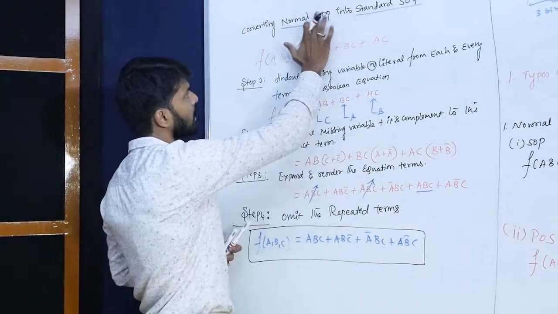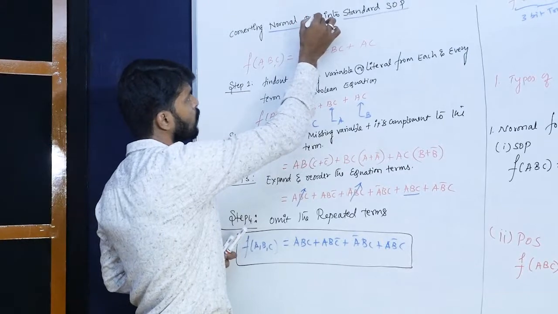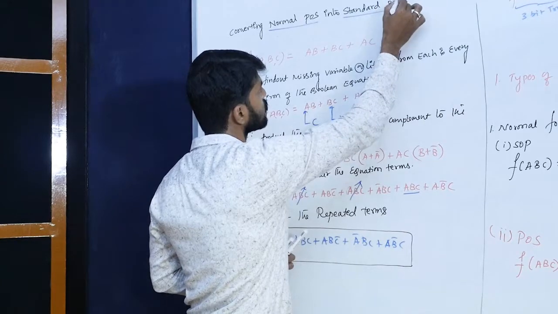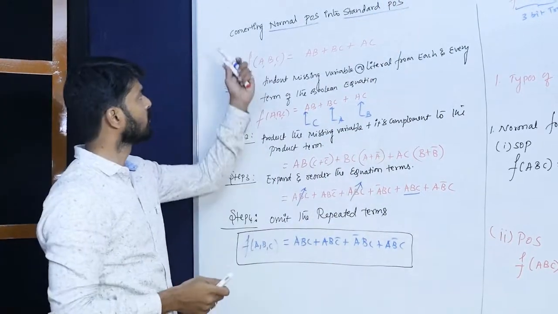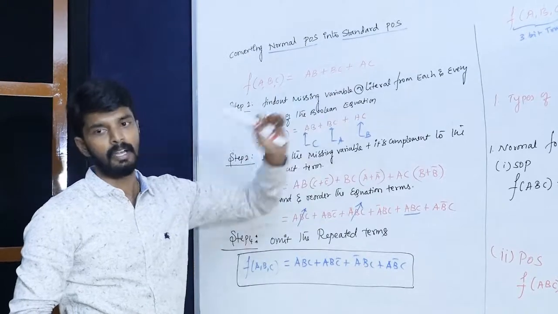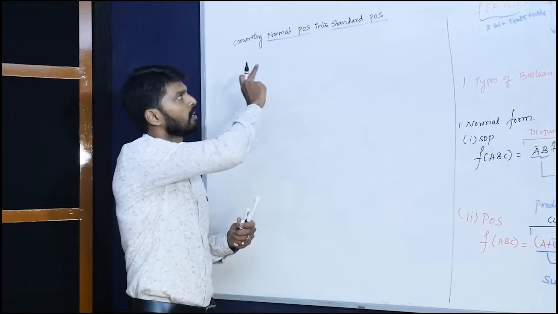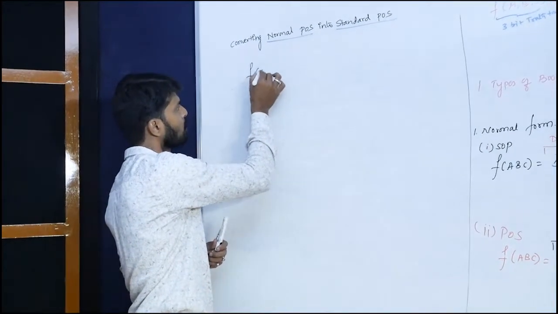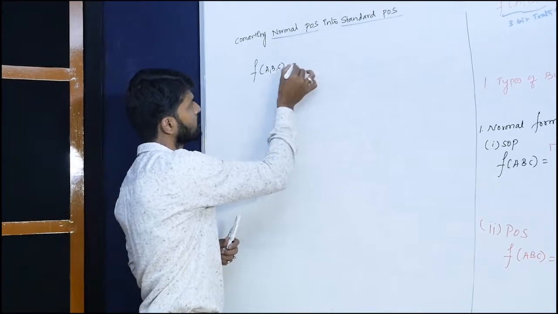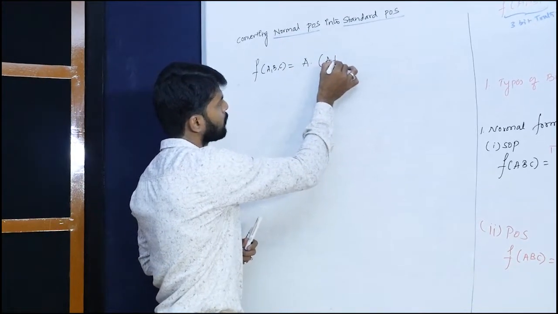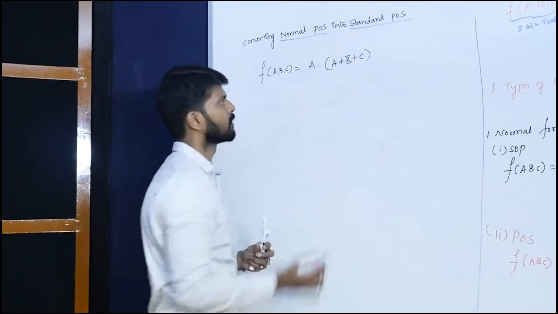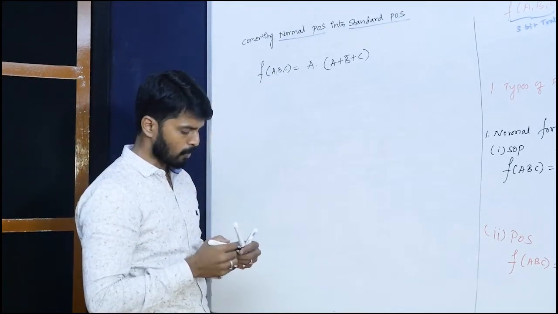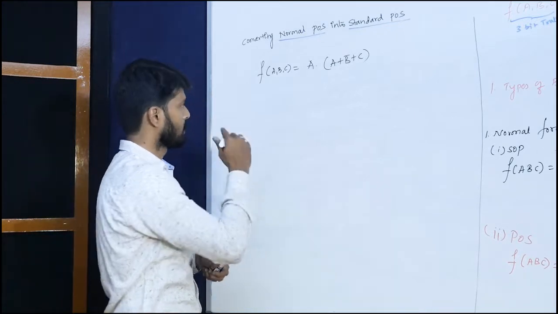So now we will discuss how to convert the normal POS into a standard POS. We will see how to convert normal POS into a standard POS. In this case, I will write the function f of a comma b comma c, which is equal to a into a plus b bar plus c. See, this is the normal POS form. This normal POS form we need to convert into a standard POS form.